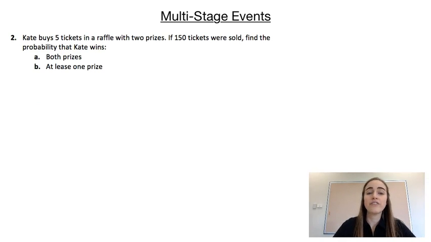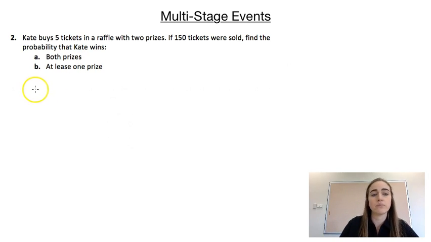Our second example is a little bit more complicated. So it says Kate buys 5 tickets in a raffle where there's 2 prizes. If 150 tickets were sold, find the probability that Kate wins both prizes or at least one prize. So the difference in this question is that the probability of her winning the second prize depends on whether or not she won the first one. So it's a little bit more complicated, but it's the same sort of process.